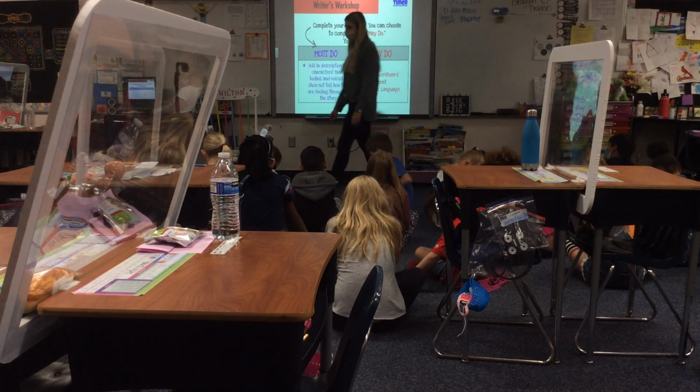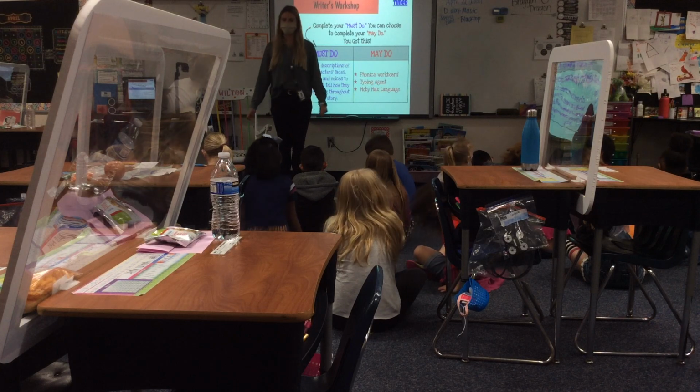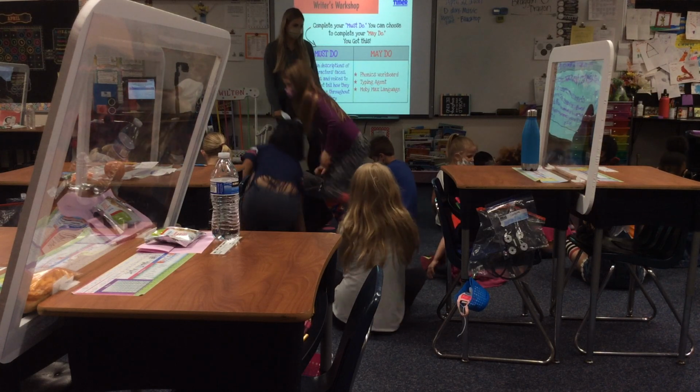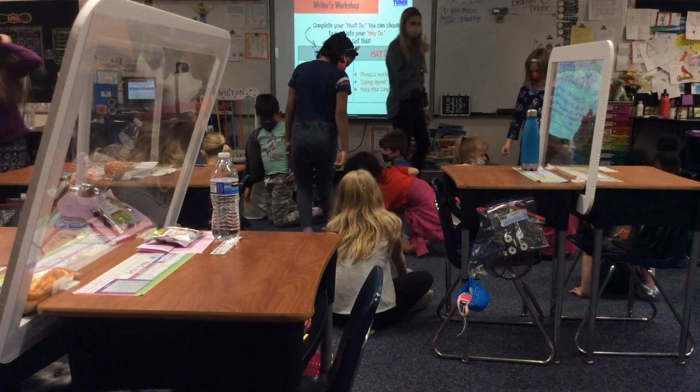So if you are sitting on a pink dot, you can stand up and go back to your seat. When you're moving. I'm playing.